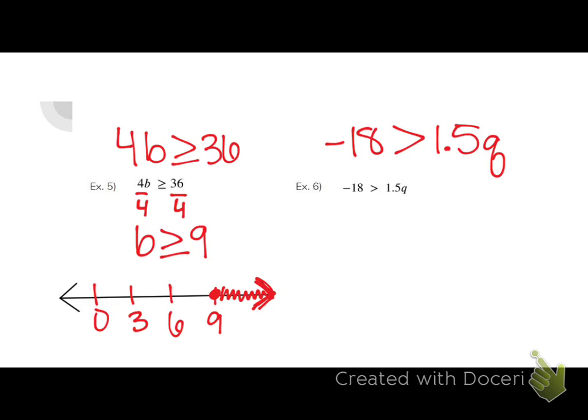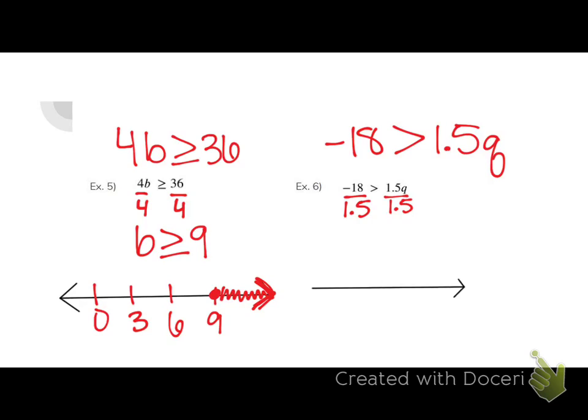All right, on number 6, what are we trying to move or get rid of? 1.5. Trying to get rid of the 1.5. So what should we do to get rid of it? Divide. Good. This is where having a calculator would come in handy. It's going to be kind of tricky to divide by a decimal in your head. So this is a problem that is definitely way quicker if we have a calculator.